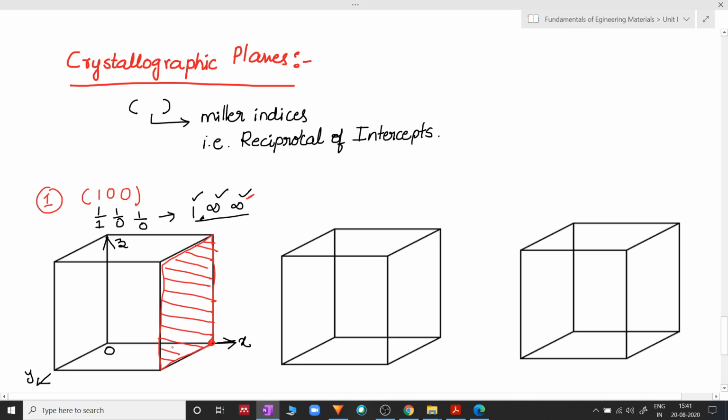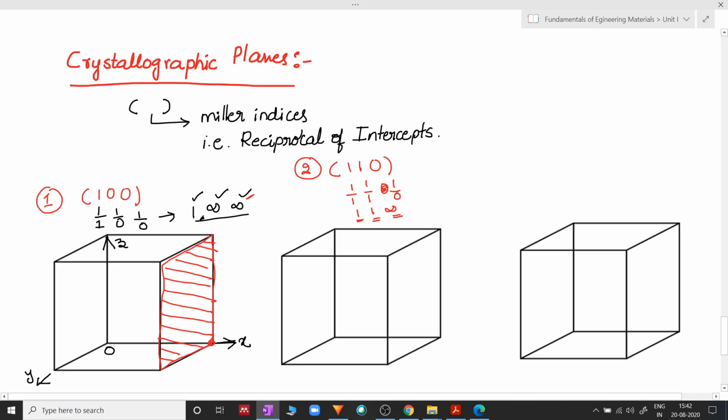Okay. So we will take one more example. The second example is, let us say, the 110 plane. 110 plane means what are the intercepts on the unit cell? 1 by 1, 1 by 1, 1 by 0, means 1, 1, infinite. So 1 by 0 means infinite. So these are the intercepts on x, y, z axis.